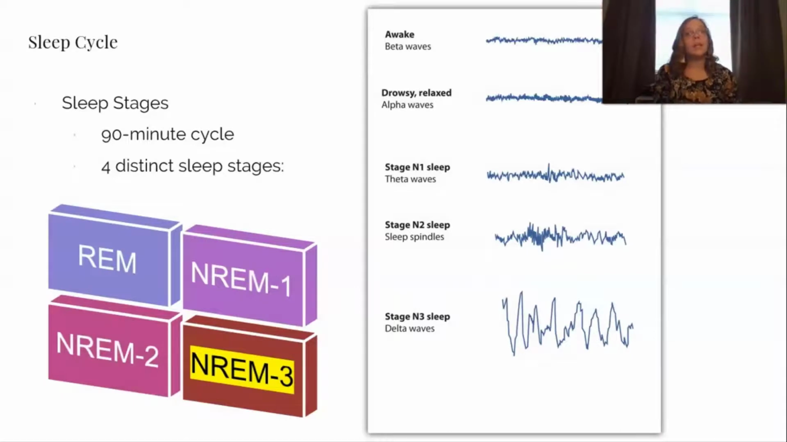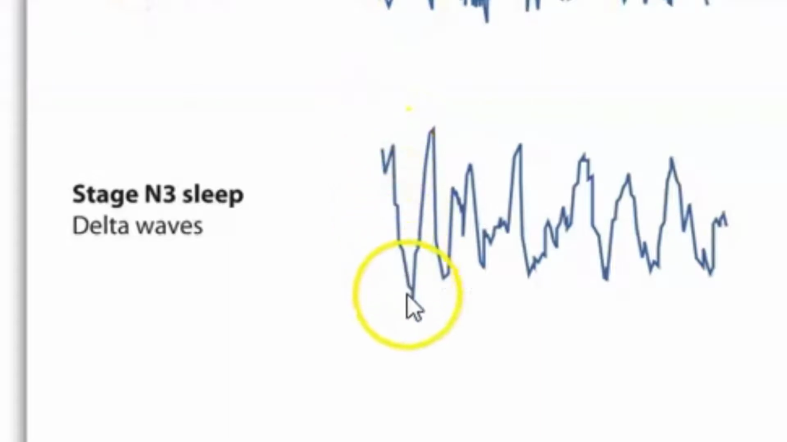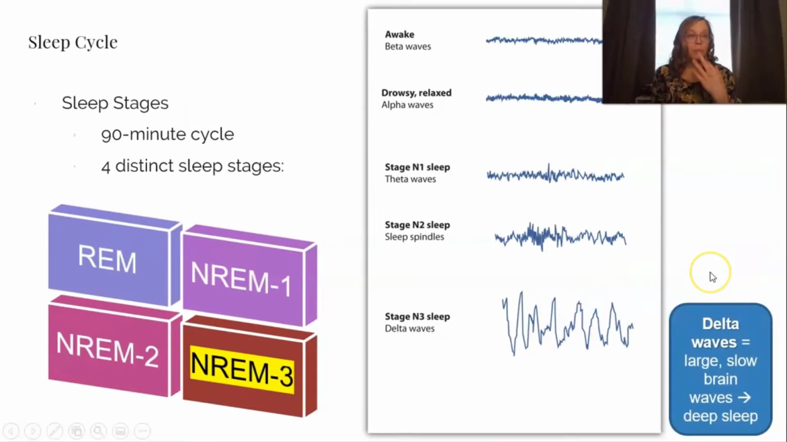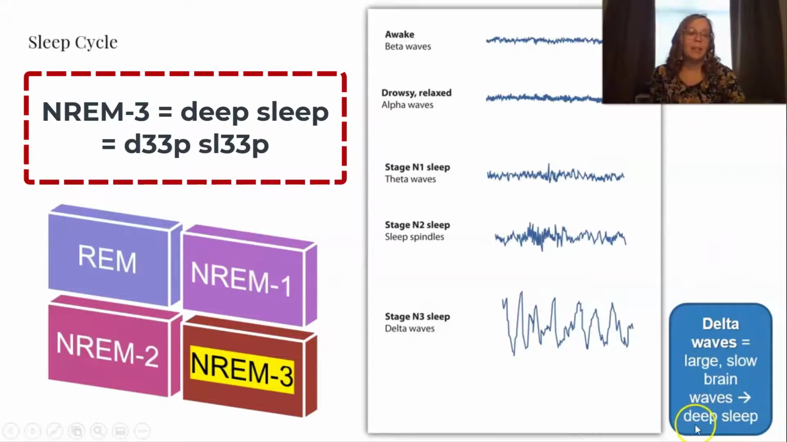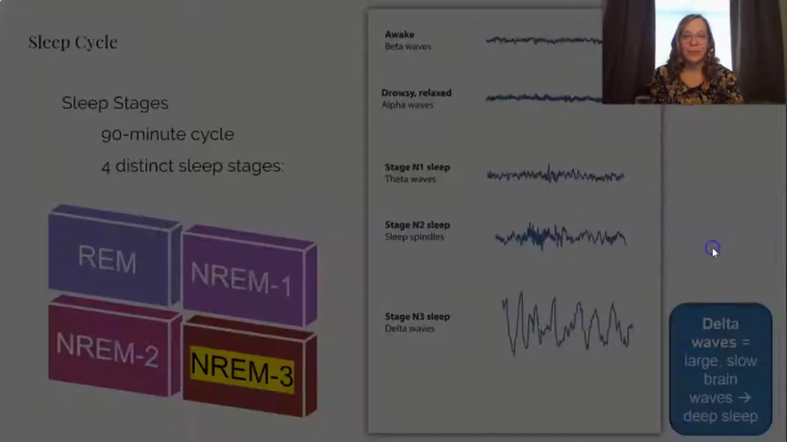Next, we have stage 3 sleep, non-REM 3 or stage N3. Basically, stage 3 is deep sleep. So this is characterized by delta waves, and you can see they're nice, big waves in the brain. They're very slow as well. So this is when we have gotten to our deepest level of sleep. So I like to remember deep sleep, and I spell it D33P. SL33P, deep sleep. Stage 3 is deep sleep. All right, so that's how I remember that one. That's my mnemonic for this stage.